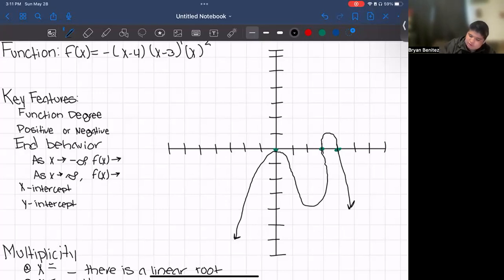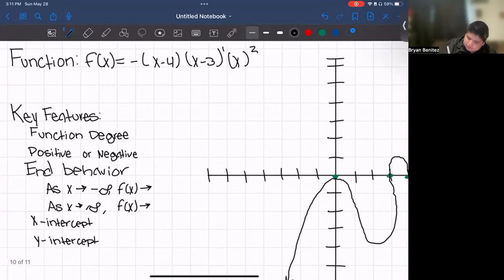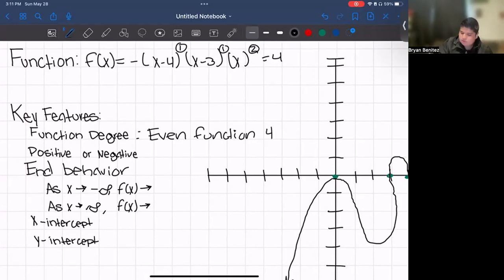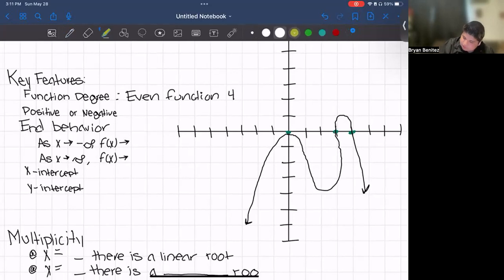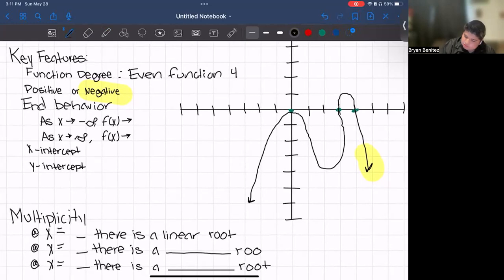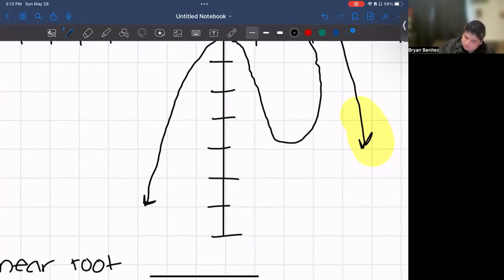Okay, and now we can see that our function degree is 4 because we have 4 degrees: 2, 1, and then this one right here. Total of 4, so it's going to be an even function because 4 is an even number. And because the graph is pointing down, it's going to be a negative. And to find the end behavior, just look at the arrows on the side where they're pointing.